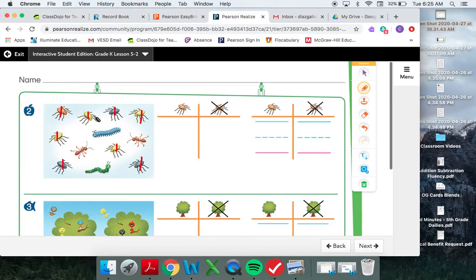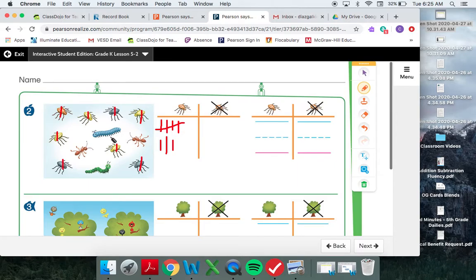So now we're going to go through and count how many we had. 1, 2, 3, 4, 5, 6, 7, 8. So now we're going to make 8 tally marks over here. 1, 2, 3, 4. We're going to stop at 4 because we're going to do our slash now. 5, 6, 7, 8.